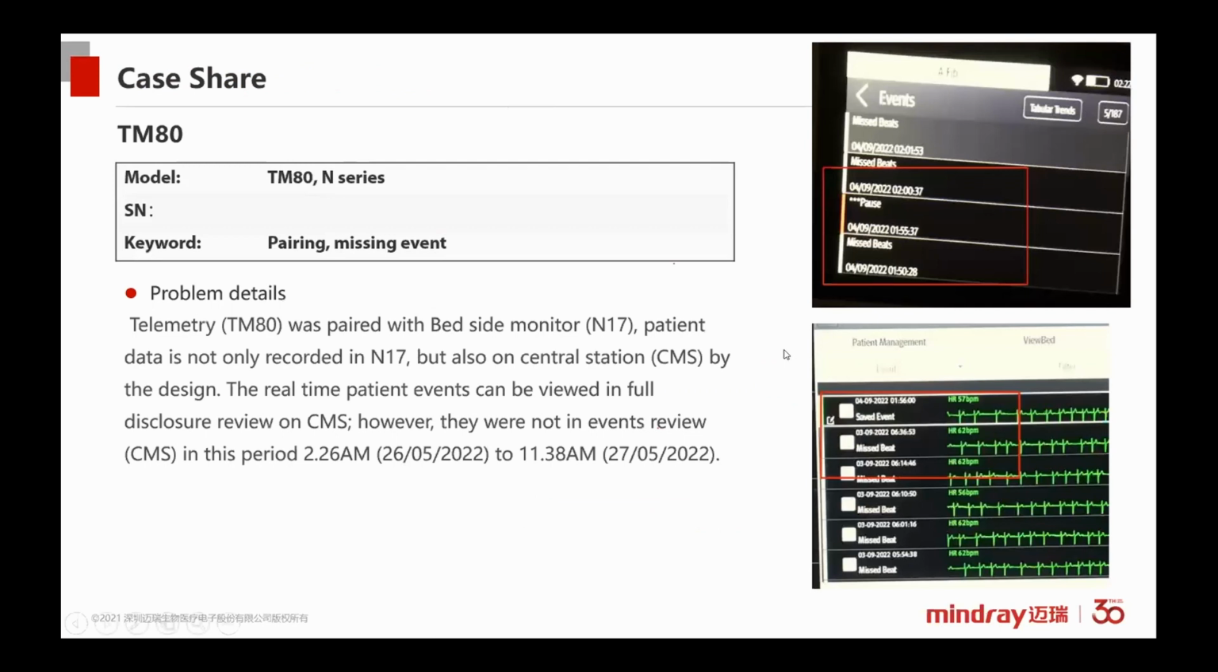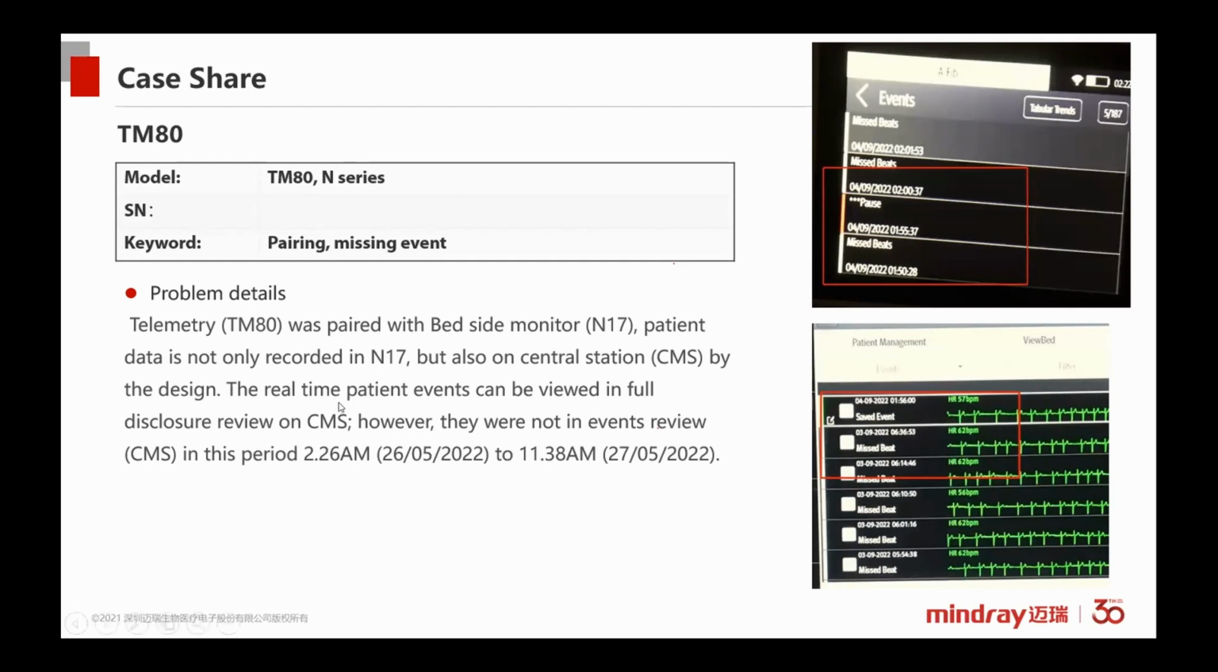Okay, so next is some simple case sharing. We found a problem when using the telemetry, the TM80. We used the TM80 to pair with the N17 patient monitor, but we cannot find the patient data in the N70, but in the CMS, the central monitoring station, we can find it.